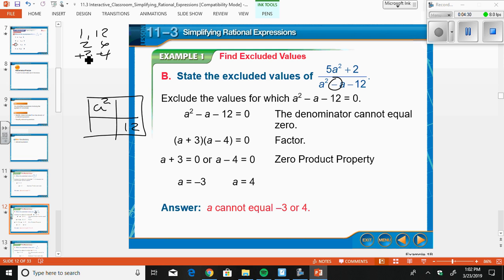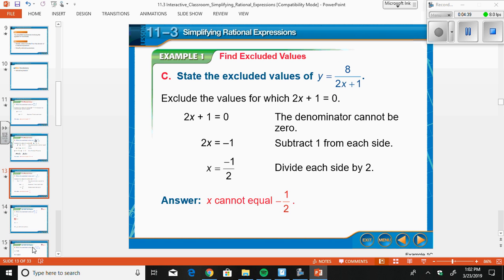We set each one of those equal to 0. So we get that our excluded values are when a is equal to negative 3 and when a is equal to 4. Again, stating the excluded value, so 2x plus 1 equals 0. Solve for x. Our excluded value is negative 1/2.